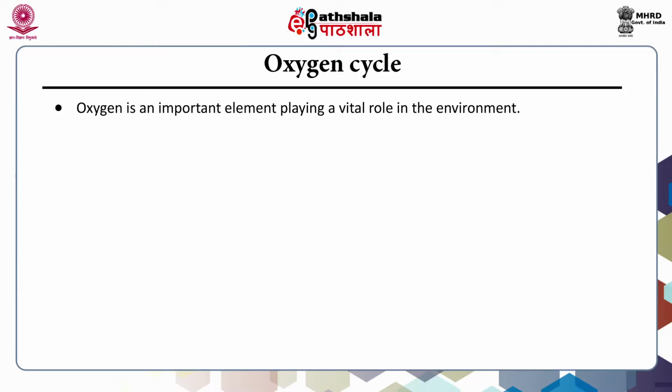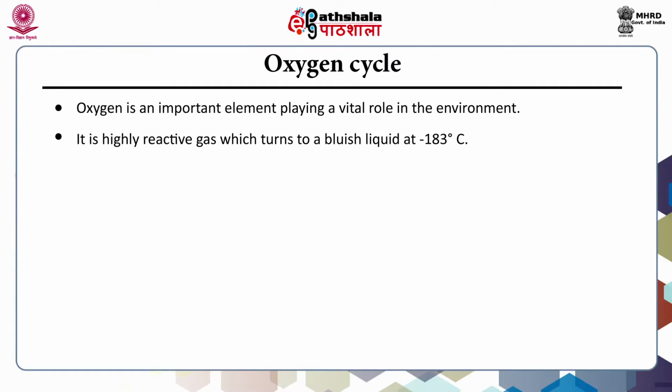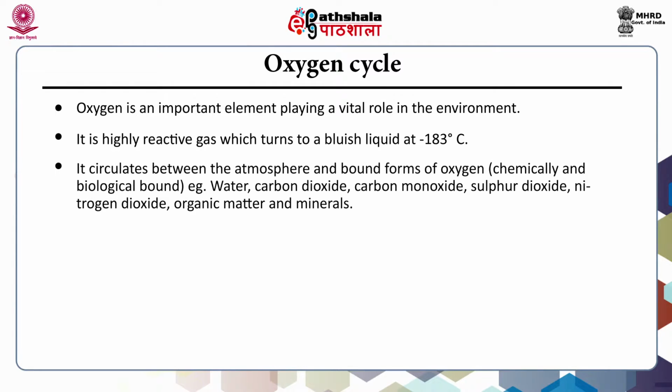Now, let us discuss the oxygen cycle. Just like carbon, oxygen is also an important element that plays a vital role in the environment. It is a highly reactive gas which turns to a bluish liquid at -183 degrees Celsius. It circulates between the atmosphere and bound forms of oxygen, which is chemically or biologically bound, for example water, carbon dioxide, carbon monoxide, sulfur dioxide, nitrogen dioxide, organic matter and minerals.